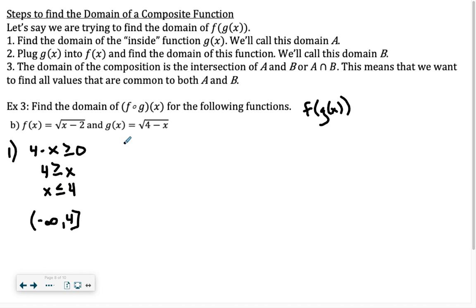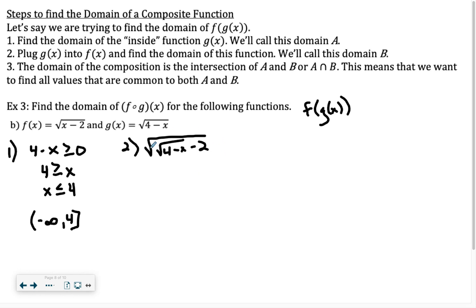The second step is to plug my g into f, right? So what that means is we're saying, well, I'm going to have the square root of the square root of 4 minus x, minus 2, like that. I just plugged this in place of x in f.